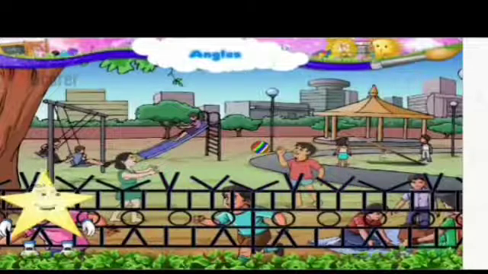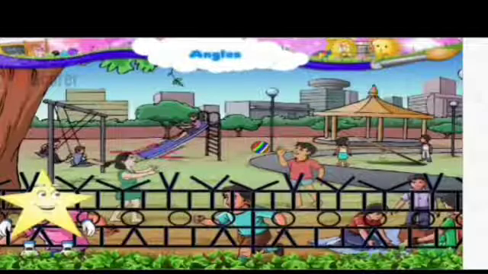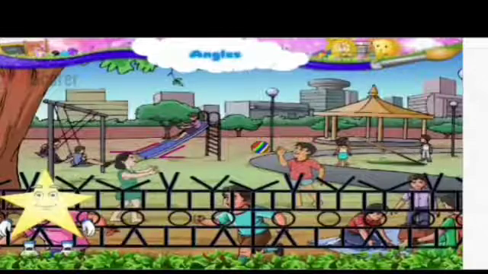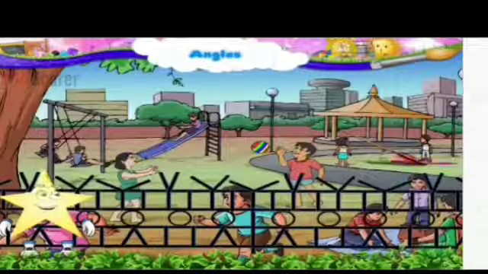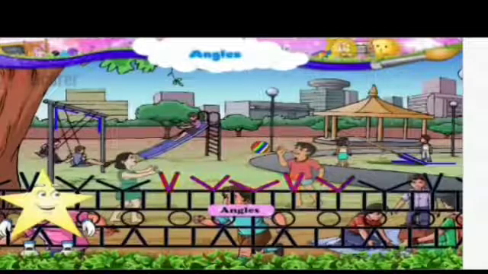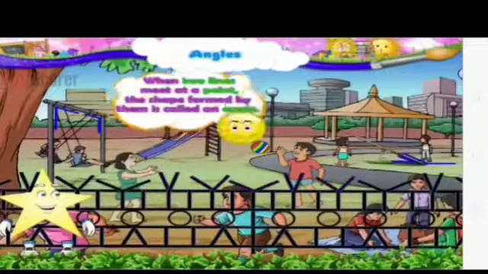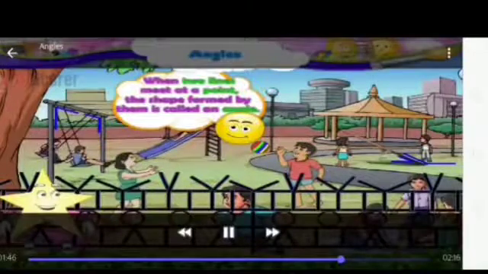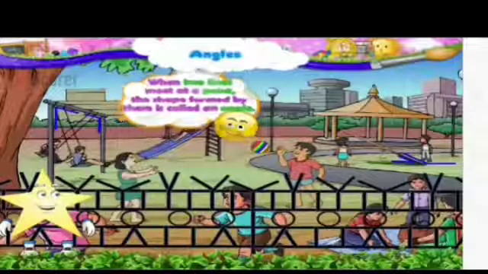Starry, now look at this slide. The shape formed by the slide and the ground is an angle. Can you point out some more angles, Starry? Yes, the seesaw and the swing also form angles. Similarly, the shapes we saw on the grill are called angles. So, when two lines meet at a point, the shape formed by them is called an angle.